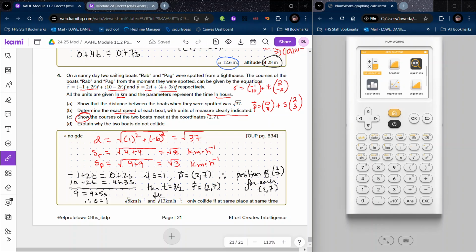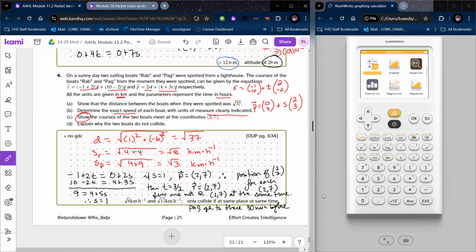Okay, they are not at 2, 7 at the same time, right? The Padge gets there 30 minutes before, because the Padge gets there after an hour, while the Rab gets there after an hour and a half.